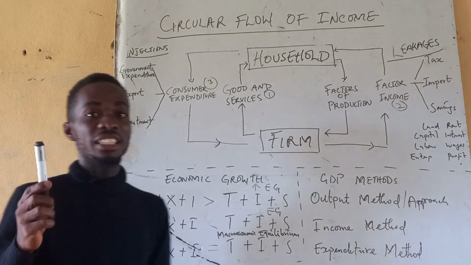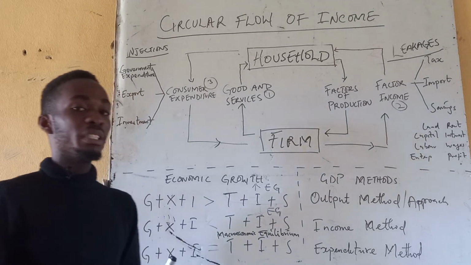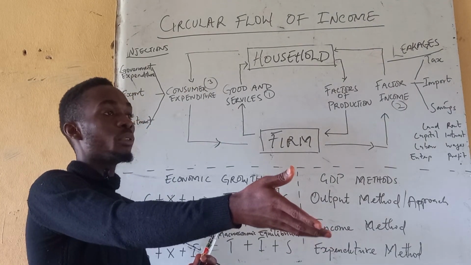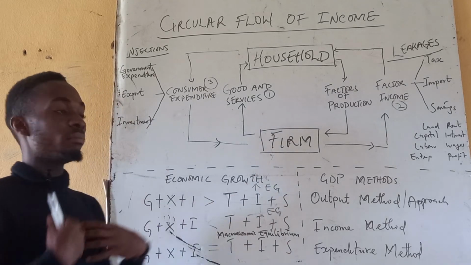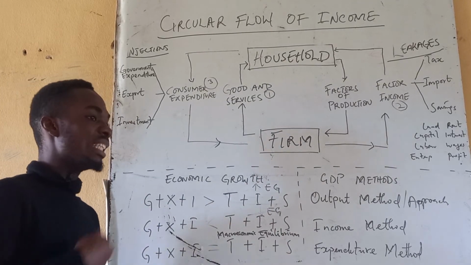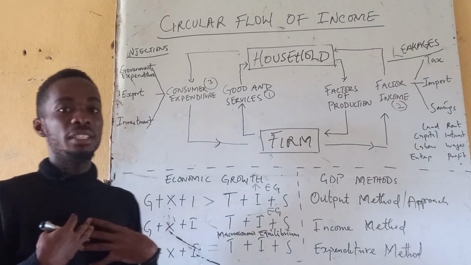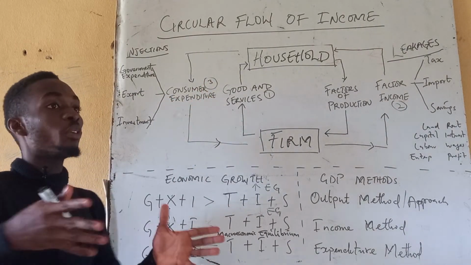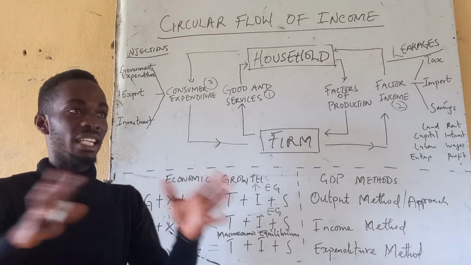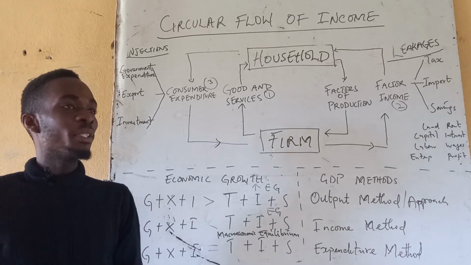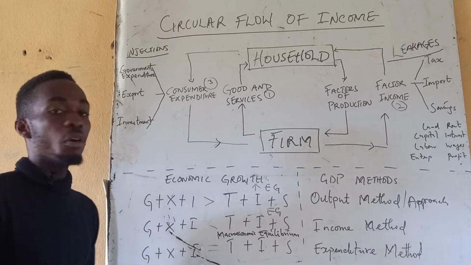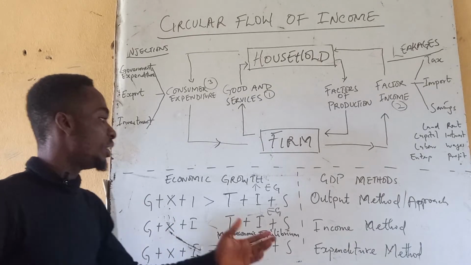For example, I went to get this marker from the market. I'm going to be giving out money to the firm, and that serves as an income to the firm. So that money that I have given out is my expenditure. So looking at the consumer expenditure, or all consumer expenditure all over the entire country, you know, we are studying macroeconomics here, will actually give us a sum total of the GDP, and that is GDP using the expenditure method.